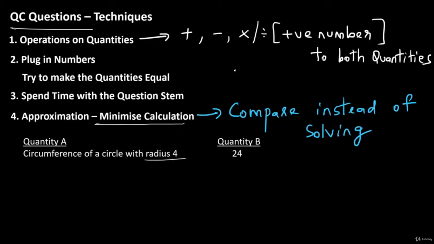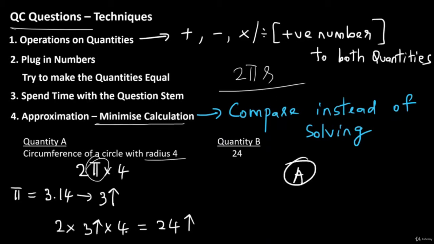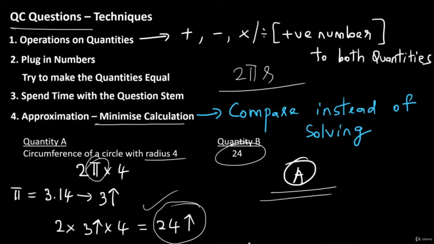Now we know that the circumference is 2 pi r, right? Over here the radius is 4. So that would be 2 pi into 4. That would be quantity A. Now you could take the value of pi as 3.14 and find the exact value for quantity A, but that's not the best method, right? We know that pi is 3.14, so it's something greater than 3. Therefore, you're just multiplying 2 with something greater than 3 and 4. So that would be a value greater than 24. Now over here you have 24, and over here you have a value greater than 24. Definitely quantity A will be greater, and that is the correct answer.